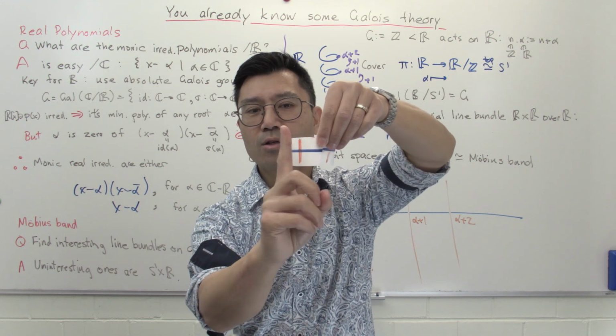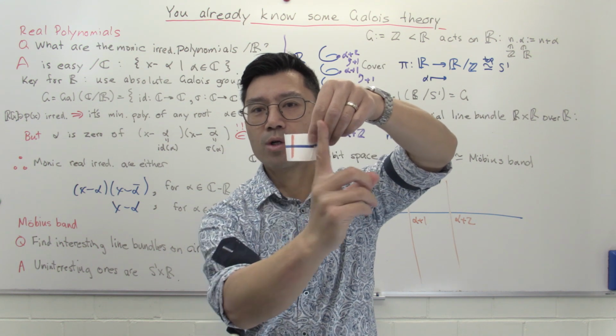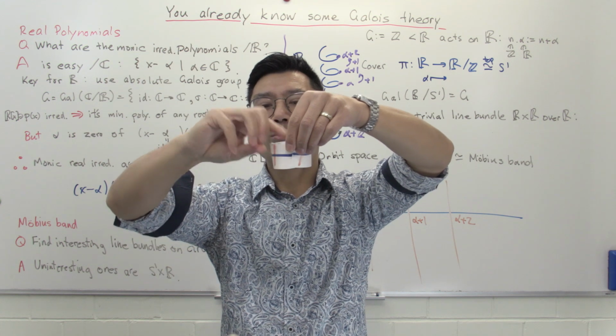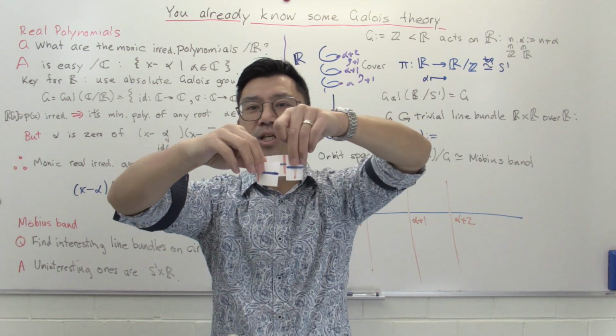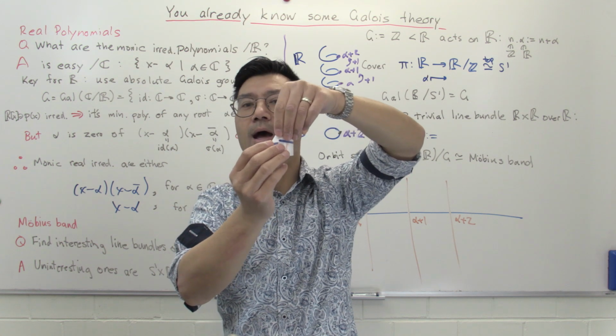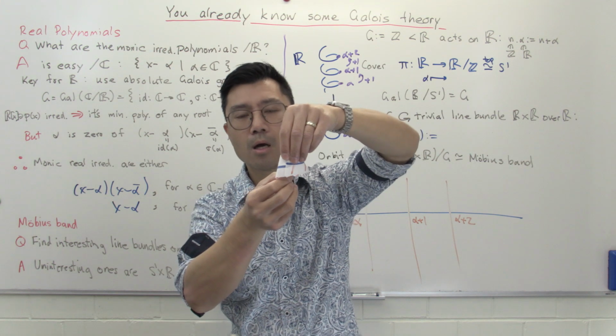So if my finger is a copy of R, this moves smoothly as you go around each point of the circle, okay? And of course you know that there's a Mobius band, where instead of tying the ends together like this, you put a twist in there, and then you get an interesting line bundle, the Mobius band.